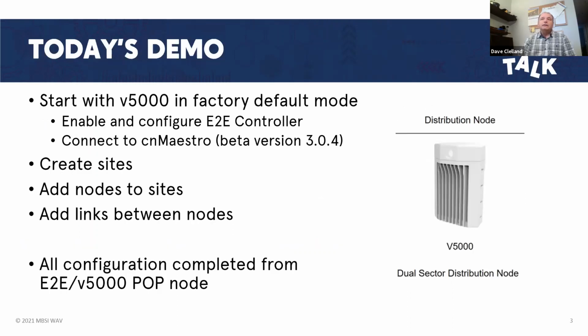So we're going to start with the V5000 in factory default mode. The steps are going to be enable and configure the E2E controller. And while we're doing that, we're also going to connect it to CN Maestro. Now, at the moment, we have to use beta version 3.04.